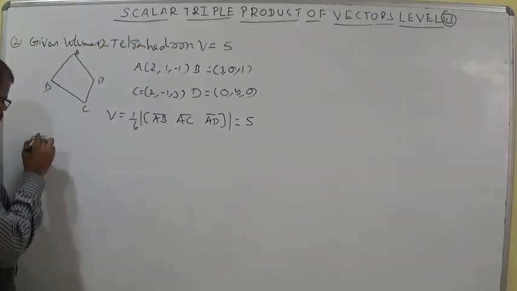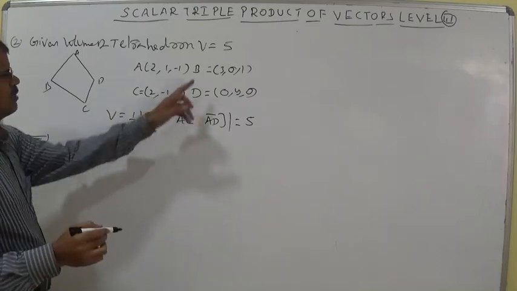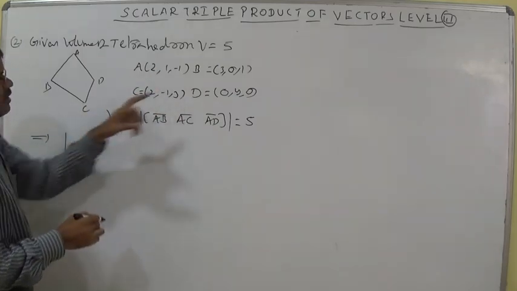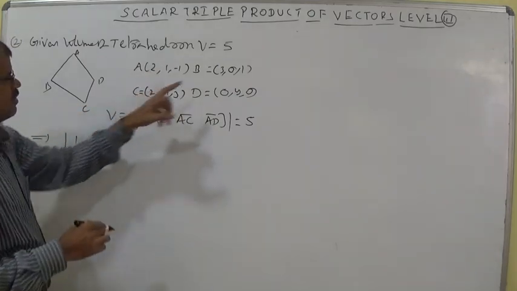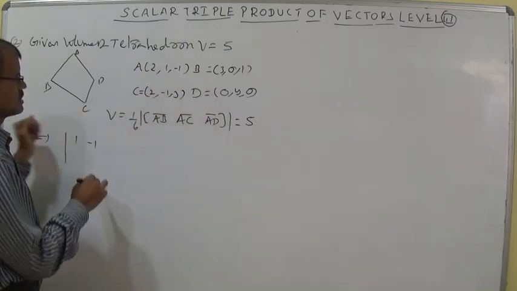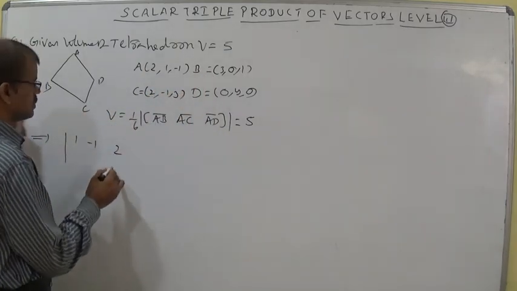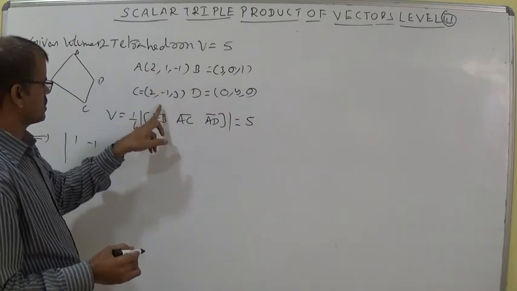That implies AB means OB minus OA. 3 minus 2 is 1, 0 minus 1 is minus 1, 1 plus 1 is 2. That is AB. Next, AC.